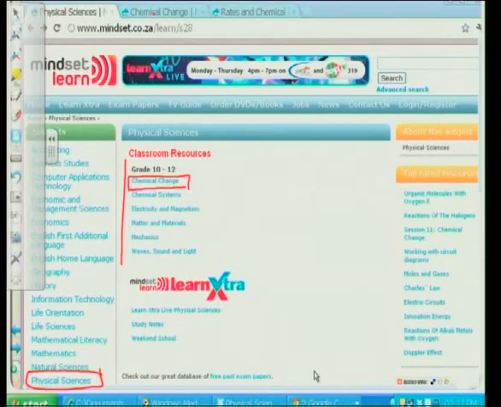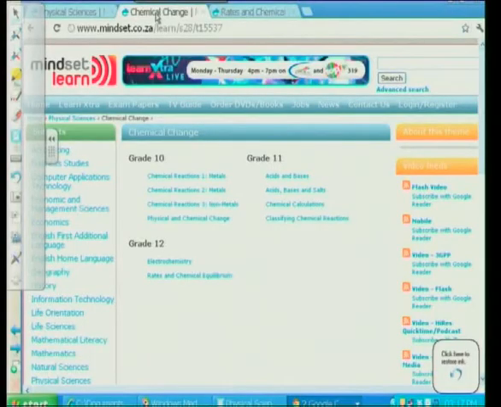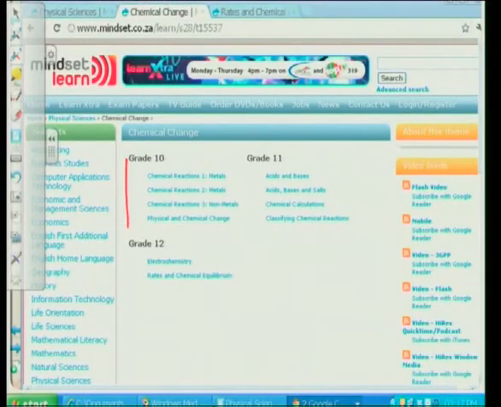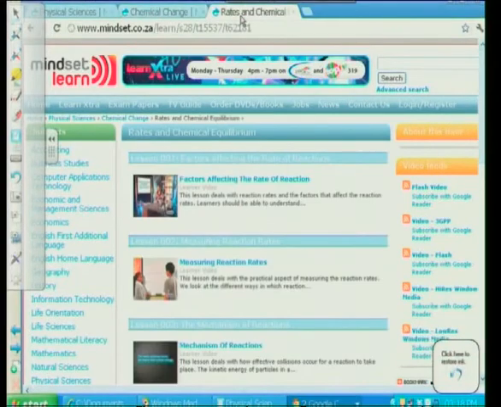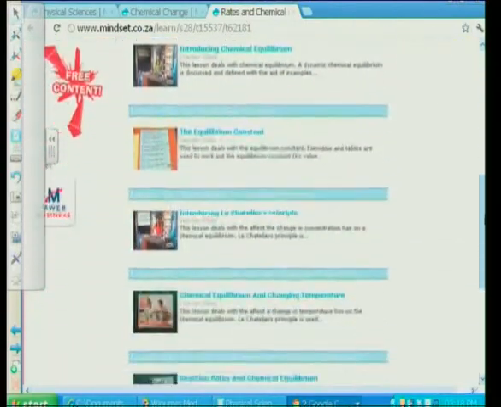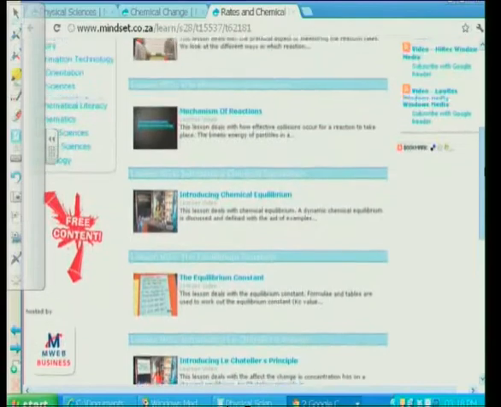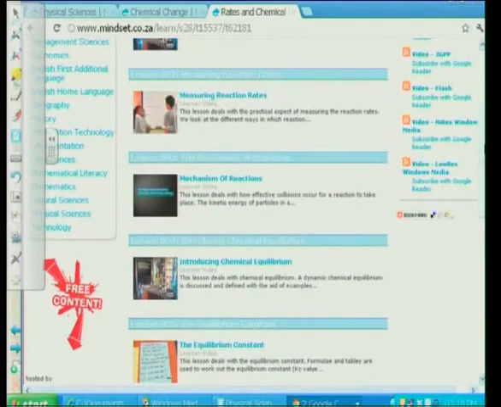I've opened it up on another slide, so I want you to see it. If we go to that one, you will see the grade 10 sessions are highlighted over here, grade 11 over here, and we're looking at rates and chemical equilibrium as our grade 12 topic. Now, if we then click on that, then you will open up a new tab or a new section, and you will find that there are a series of 8 videos that you can go to and you can download.